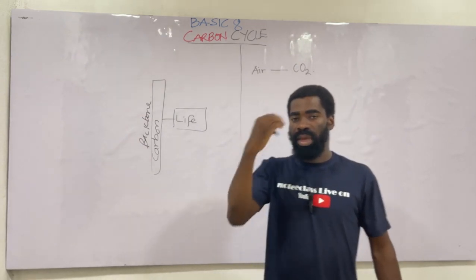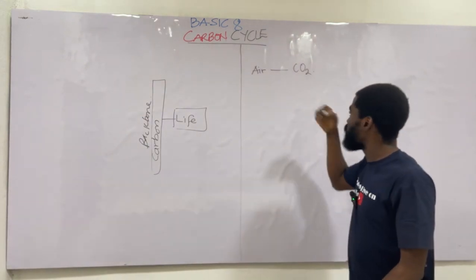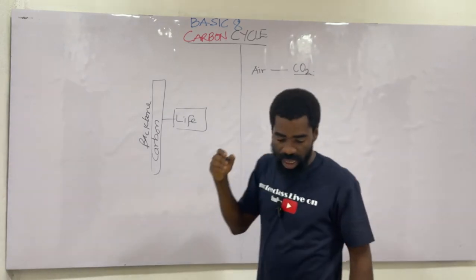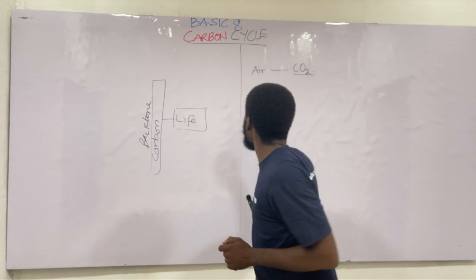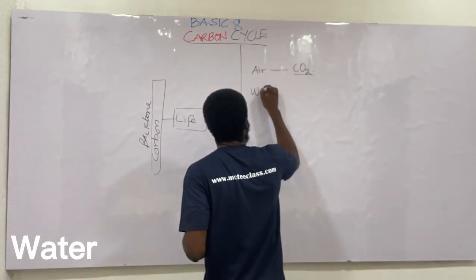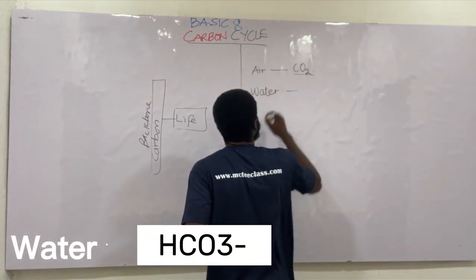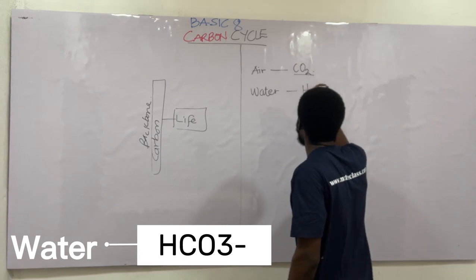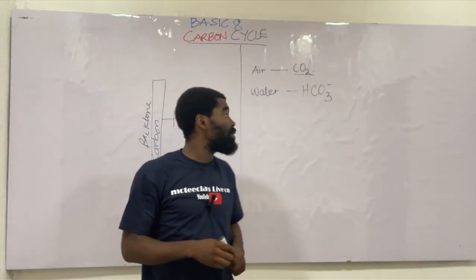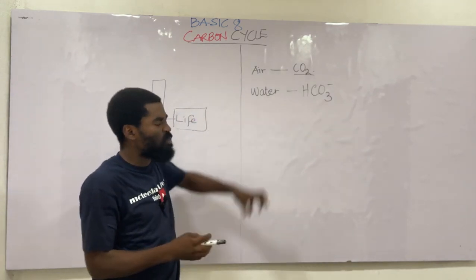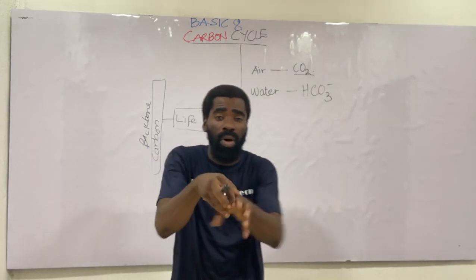The moment we breathe in oxygen, we give out what? Carbon dioxide. So it's in the air. Now, also in the oceans and the water, carbon is present as bicarbonate, HCO3 minus, hydrogen carbonate. This is the form in which you can find carbon in water.